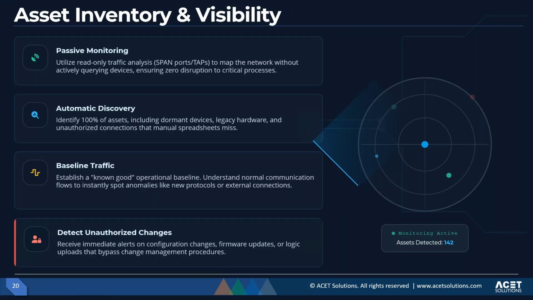With this baseline in place, the system can detect unauthorized changes in real time. This includes identifying unexpected firmware updates, new write commands, unusual Modbus and DNP3 function codes, configuration changes pushed to the PLC outside the scheduled maintenance window, or unauthorized devices appearing on the network. These alerts provide early warning of both accidental issues and malicious activities before they escalate into safety and production incidents.